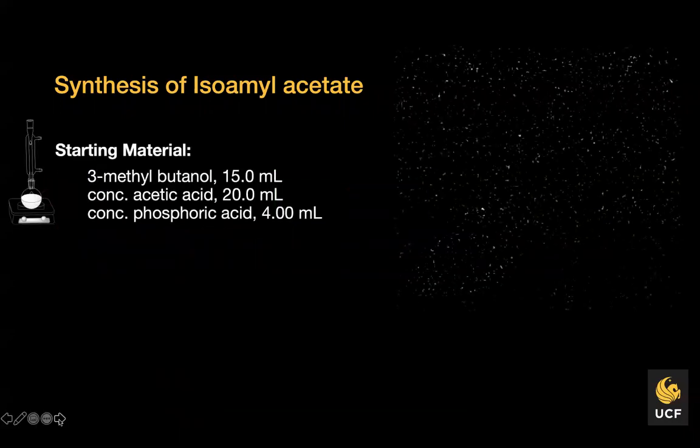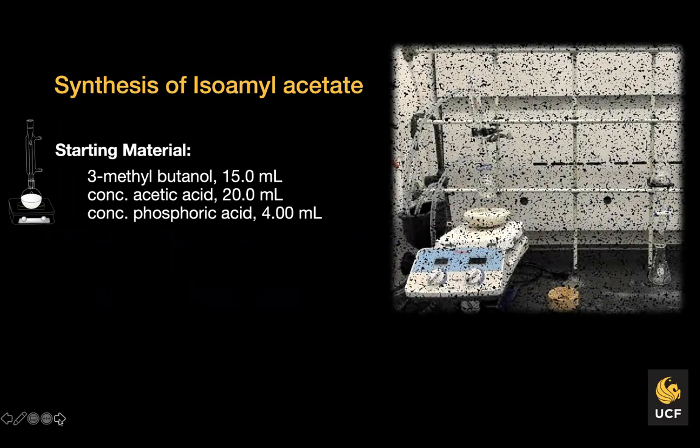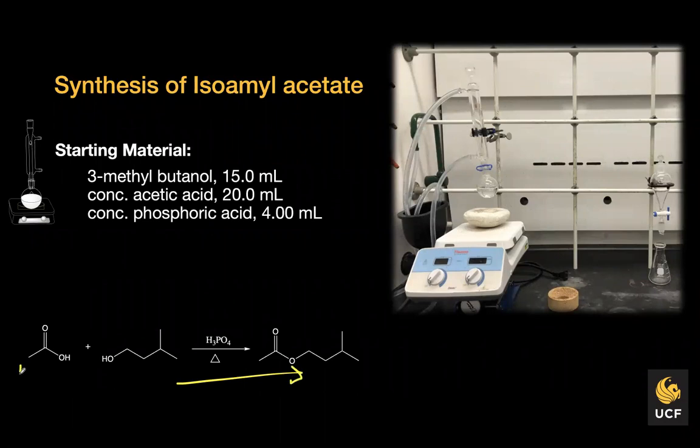Okay, so in this week's lab, we started again with 3-methylbutanol, concentrated acetic acid, and concentrated phosphoric acid. They're all liquids, and we measured each. It was according to the following reaction scheme, and to favor the formation of the product, what we did was use an excess amount of acetic acid. If you increase the concentration of one of the reactants, remember you're going to push equilibrium towards the forward direction to form the product.